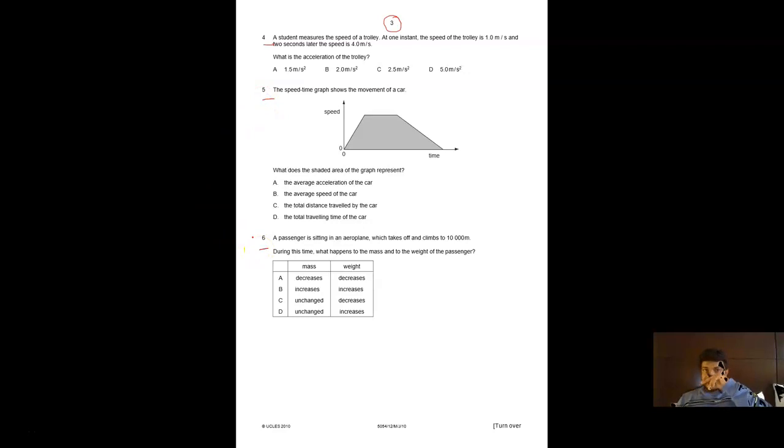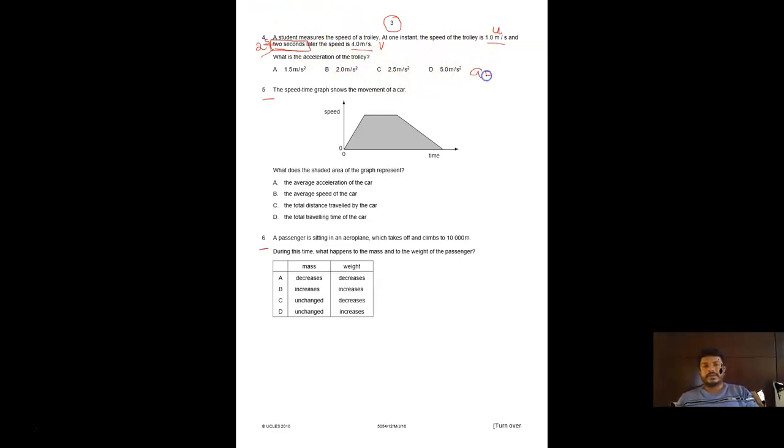A student measures the speed of a trolley. At one instant, the speed of the trolley is 1 meter per second, and 2 seconds later, the speed is 4 meter per second. So here is the initial speed u, the final speed v, and the time 2 seconds. It is just a trick: they did not give letters, they gave numbers. So it is important to use these three values in a formula. You should know the acceleration of the trolley.